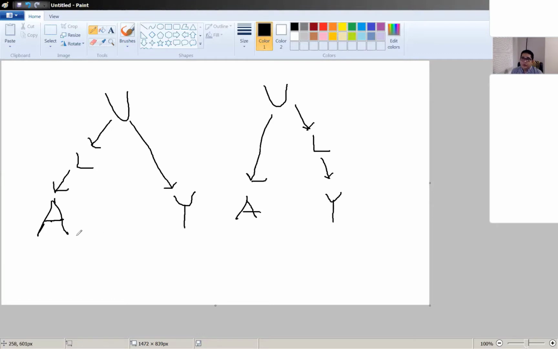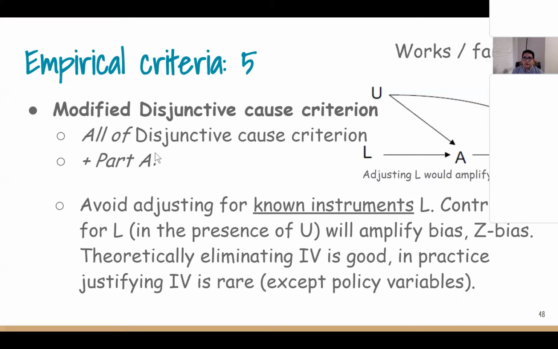In your disjunctive criteria, you do not need these variables. You just need a variable that is impacting your A, or a variable that is impacting your Y. You do not need to conceptualize a variable that is a common cause. So one of the concerns about this disjunctive cause criterion was that if you have an instrumental variable like this, then you would adjust for this variable in your model as well.